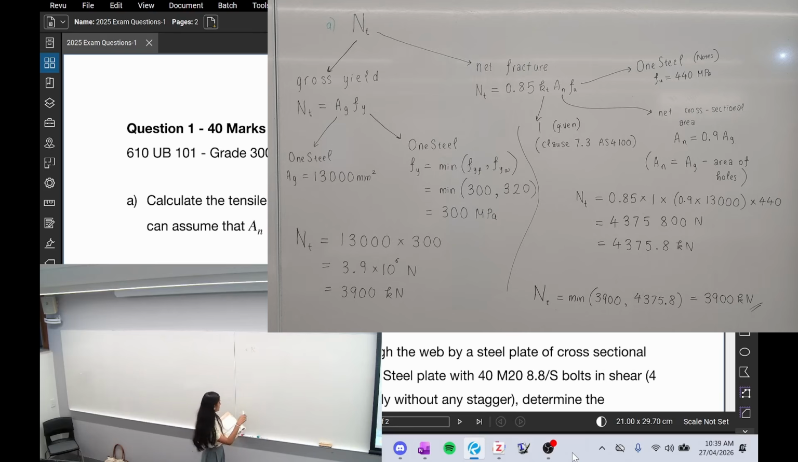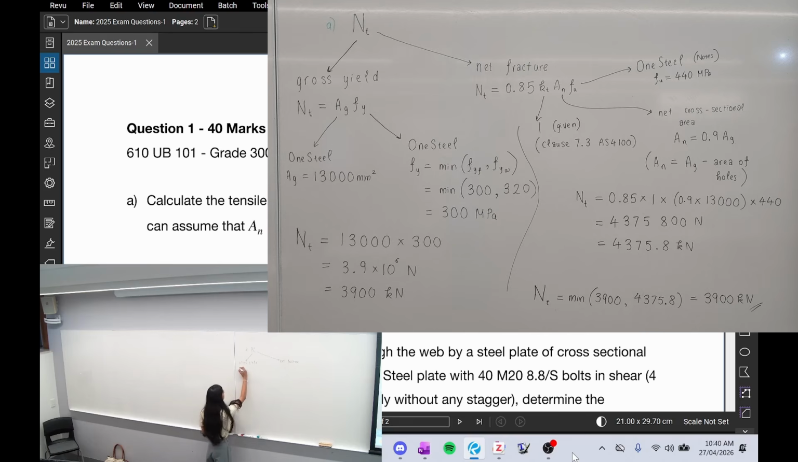For N subscript T, your tensile capacity, a steel can fail in tension in 2 ways. One of them is failure by gross yield. The second way it can fail is net fracture. They don't specify which way it's going to fail in the question, so generally you would have to test both of these failure modes and figure out which way your steel section is going to fail.